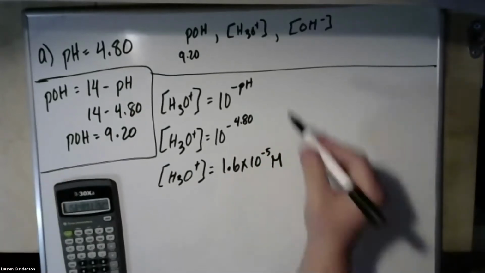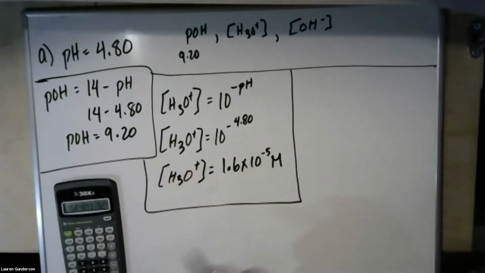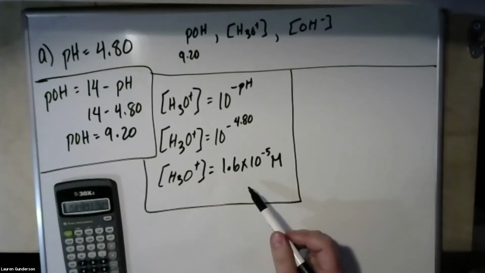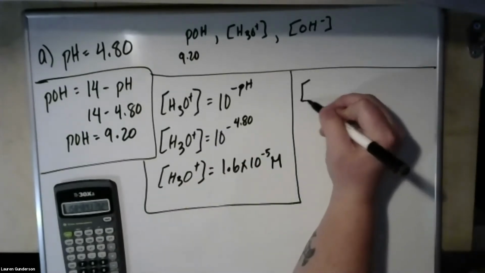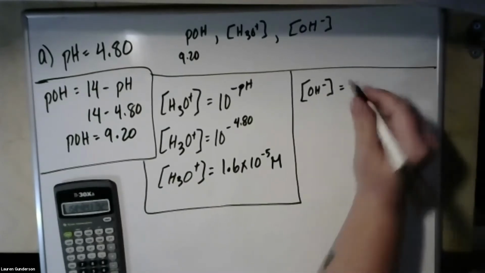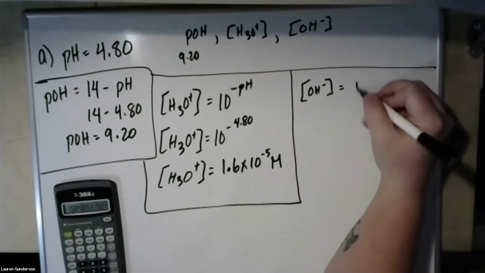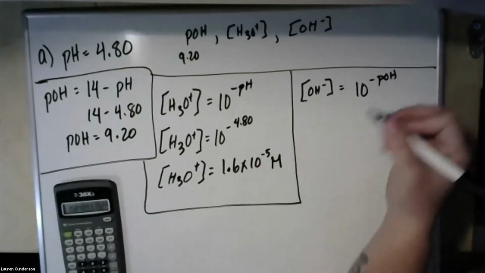Okay, now from here, to find the hydroxide ion concentration, you can use Kw or you can use your pOH. I'd like to get you a little more familiar with using the pOH value, so I'm going to use that here. But maybe we'll use the other method in the next problem.